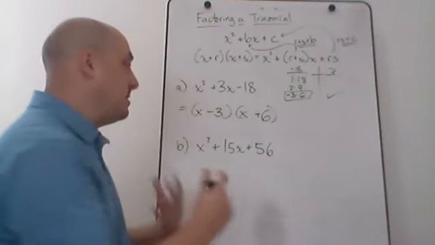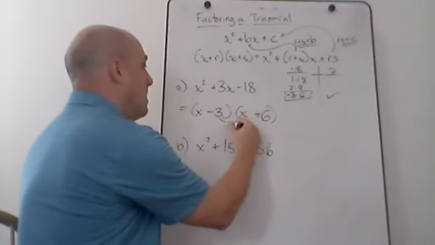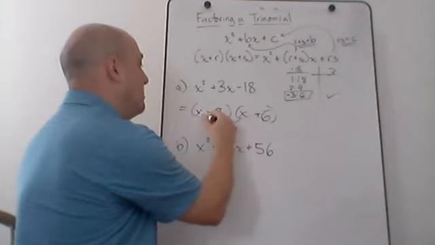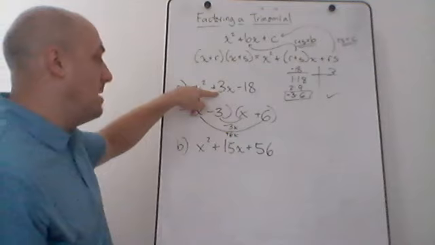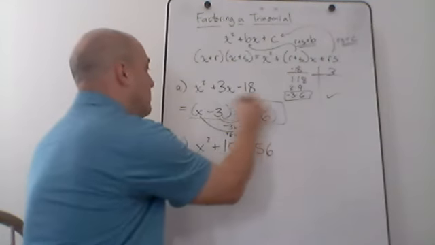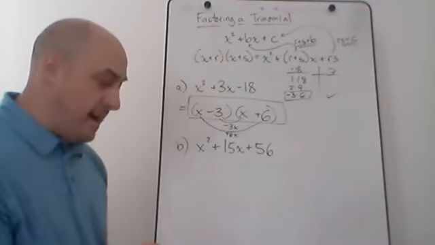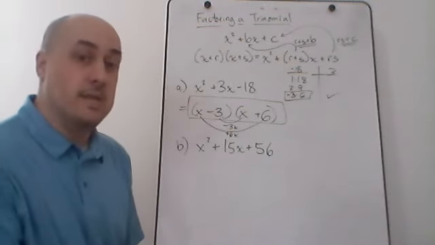And then when I do the rest of my FOILing, my inner and outer terms, right? When I do the inner, that's negative 3x. When I do the outer terms, that's positive 6x. And those two add up to equal positive 3x, which lets me know that this is my correct factoring of x squared plus 3x minus 18.